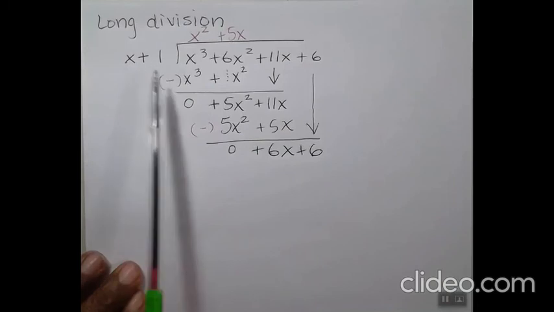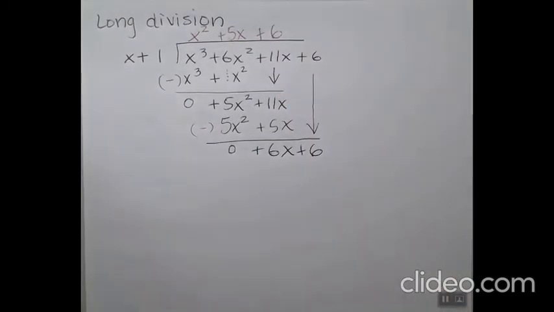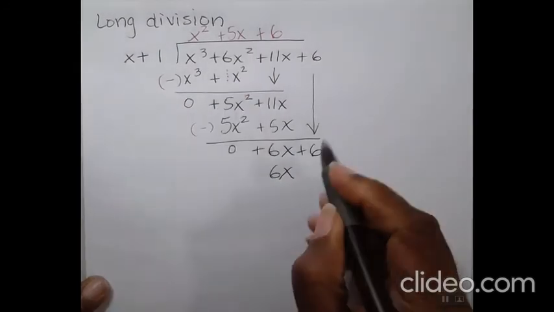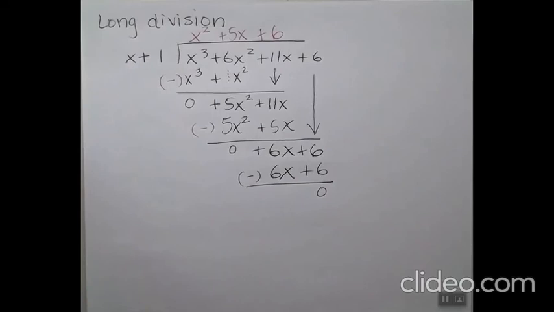How many times does x go into 6x? Well, it goes in 6 times. 6 times x is 6x. 6 times 1 is plus 6, and if we were subtracting this, we would be left with 0.